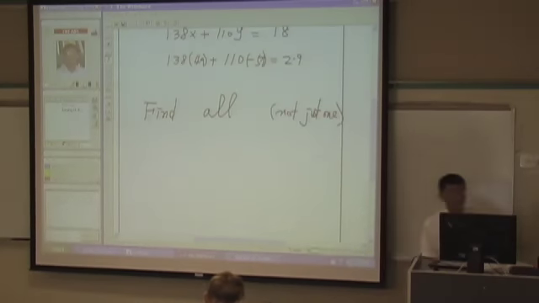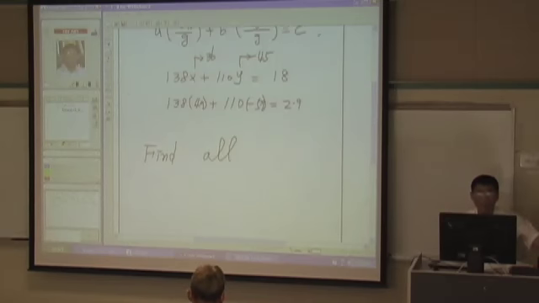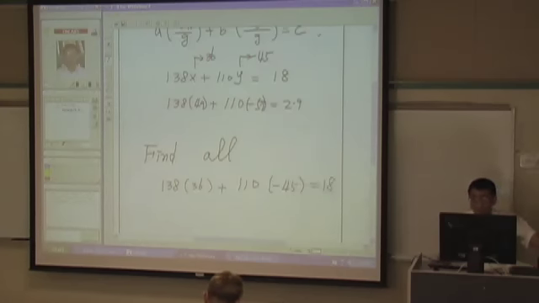Then what should you do? In other words, find all solutions to this problem. Find all. You should not find a few. You should find all solutions satisfying this. Then I will write down the result first. 138 times 36 plus 110 times negative 45 equals 18, I know.